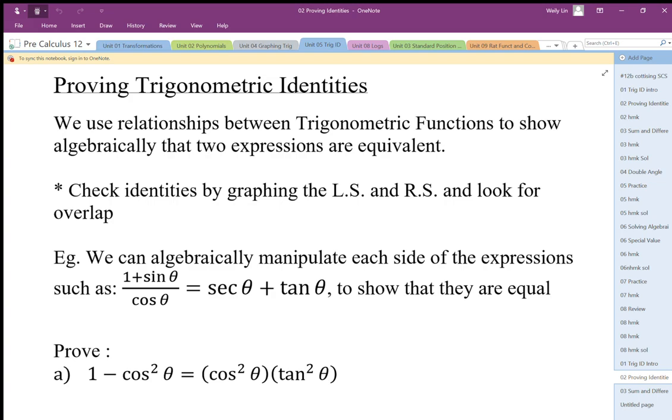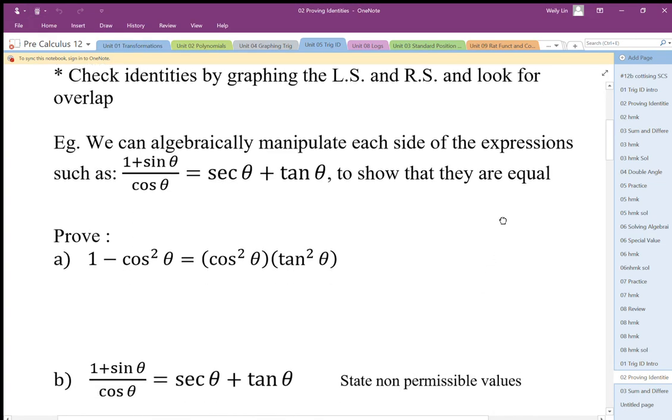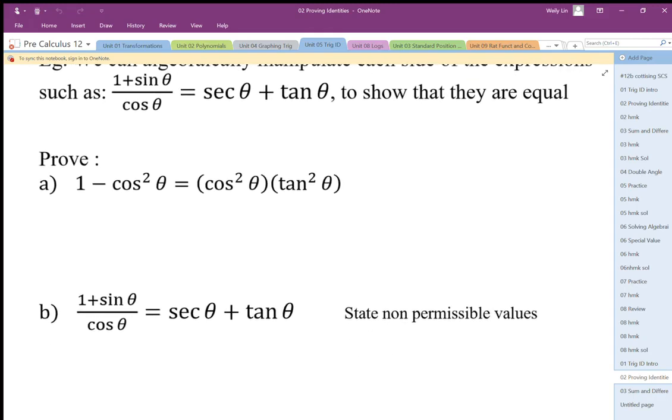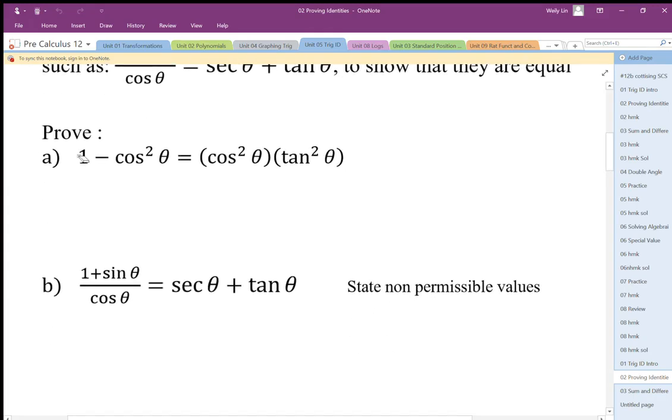So I'm going to give you an example here. The first example is showing that this expression, 1 minus cos squared, is always the same as cos squared minus tan squared. We can show this by changing these expressions to make them look like the other. When we're doing this algebraic proof, we can change the left side, we can change the right side, we can change both, as long as at the end the left side statement looks the same as the right side statement.